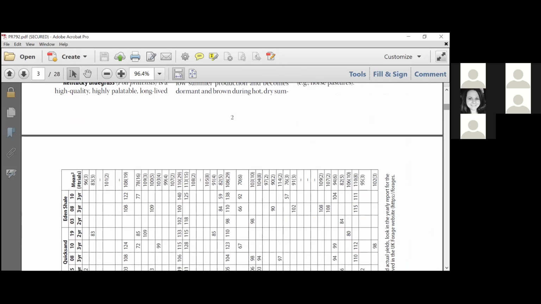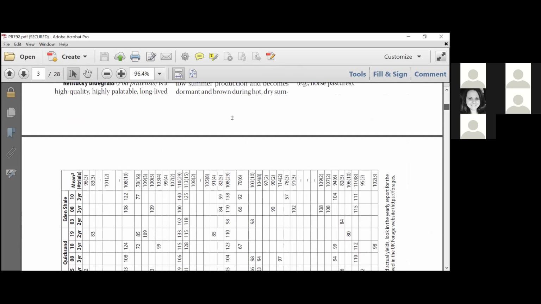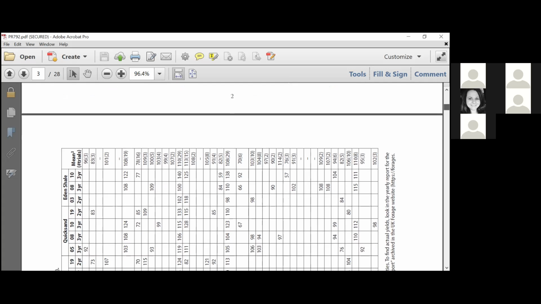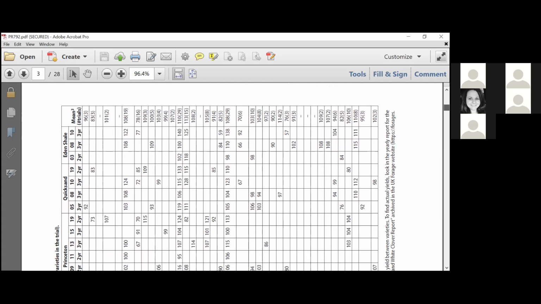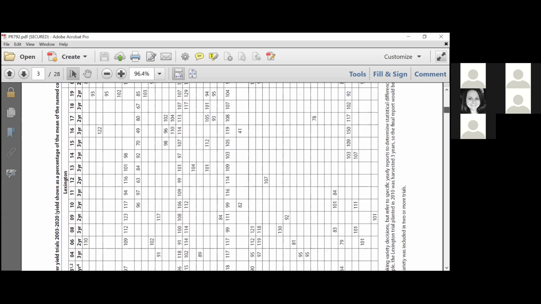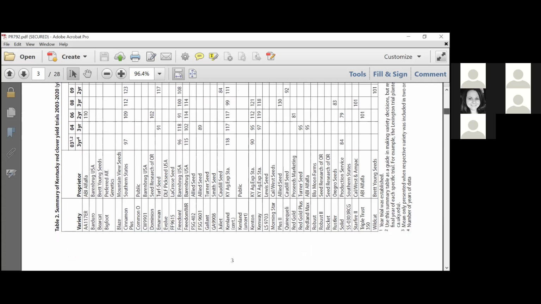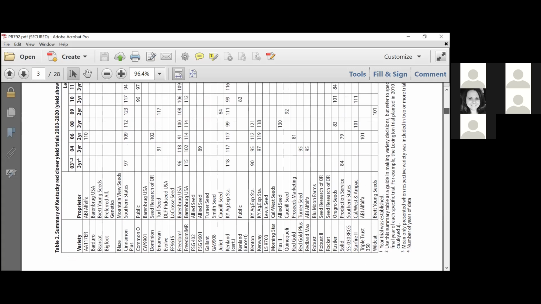Whenever we do recommendations on varieties to folks, we usually give them this publication and encourage them to use any of the varieties that have over a 100. So 100 or better means it's a better performing type of seed. That is just a tool for you to use if you're wanting to seed, renovate your pastures, or just seed again. You've got information in this publication that can help you determine what type of varieties.